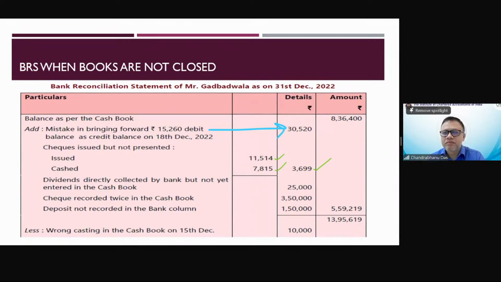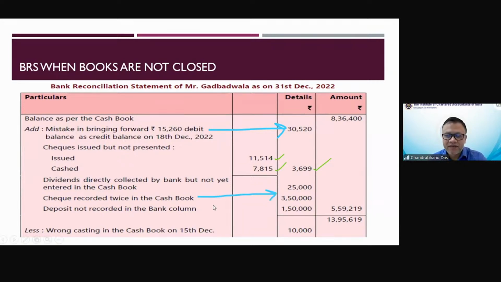Sir, can we first adjust the cash book and then we can prepare BRS, sir? Yes, absolutely we can do that. But I'm just showing how you would have taken it if you have not adjusted. Then we can solve the problem that way also. First adjust the cash book and then prepare the BRS, because the instruction is to adjust and prepare it. But I'm just showing how you do it if you are not adjusting it.